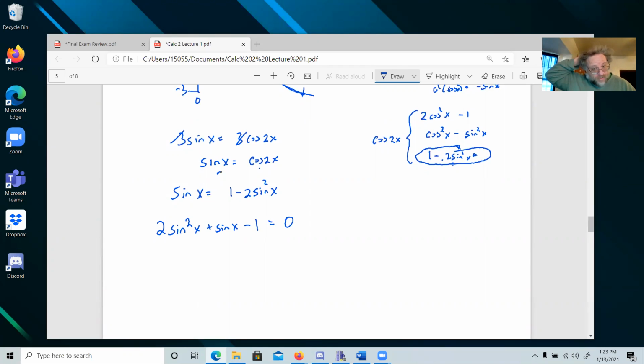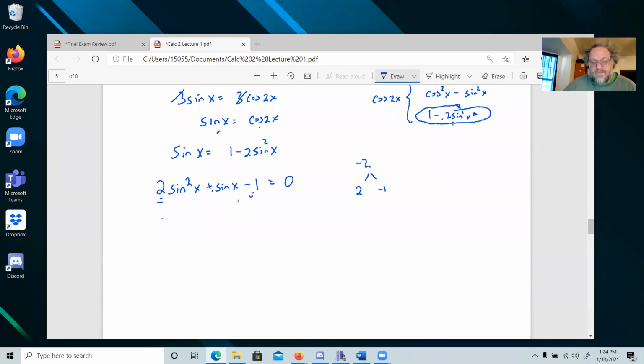So we have that. All right, we've got to solve this thing. So what are we going to do? We're going to use the AC method. 2 times -1 is -2. I have to come up with 2 things that multiply out to -2, but add up to +1. How about 2 and -1? 2 minus 1 is 1. 2 times -1 is -2. What we're going to do here is say this is 2 sine squared x plus 2 sine x minus sine x minus 1.